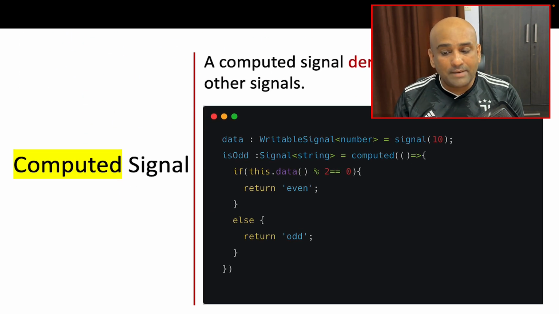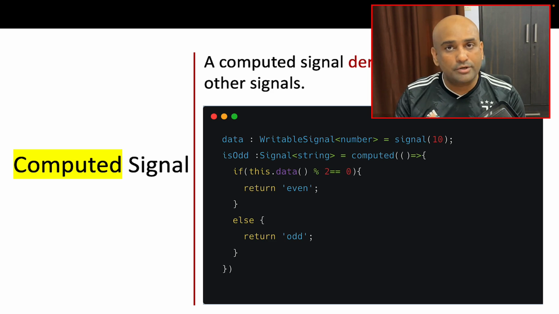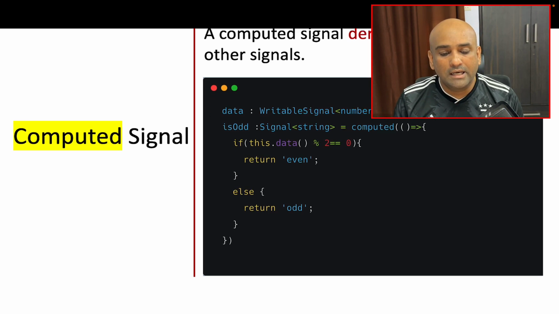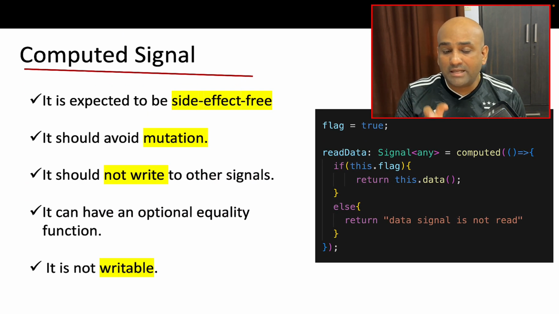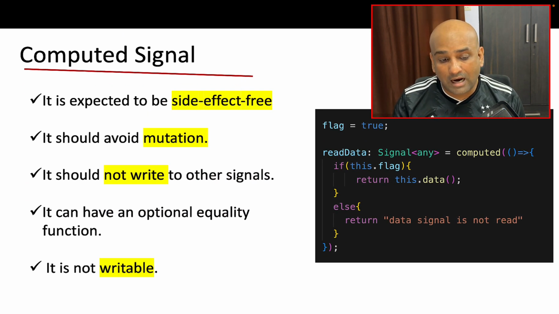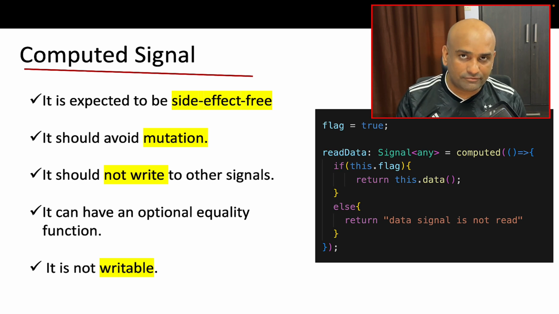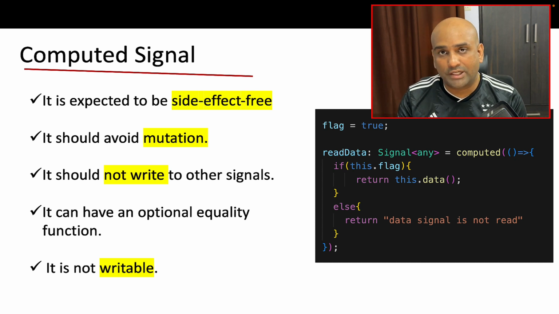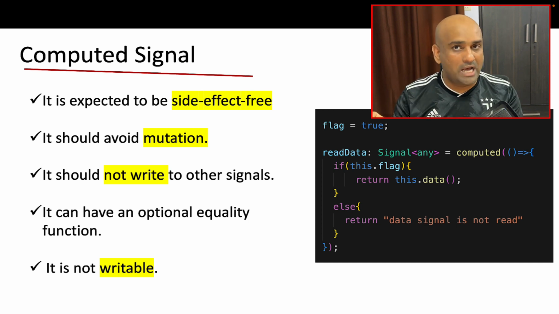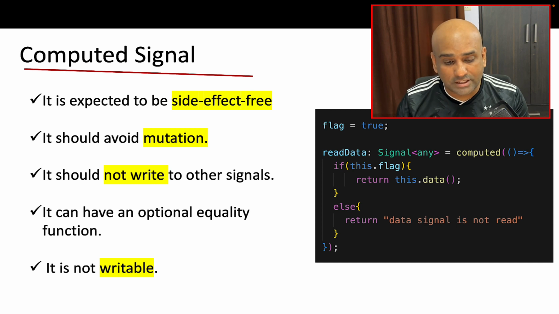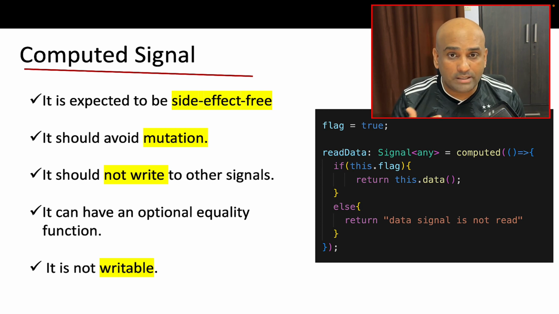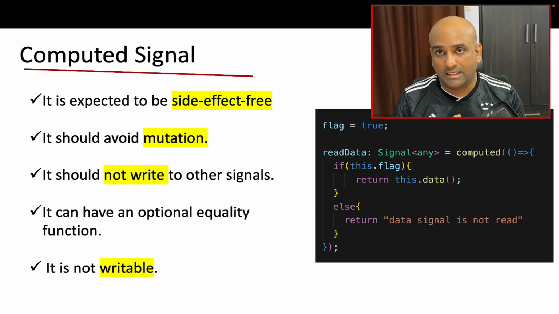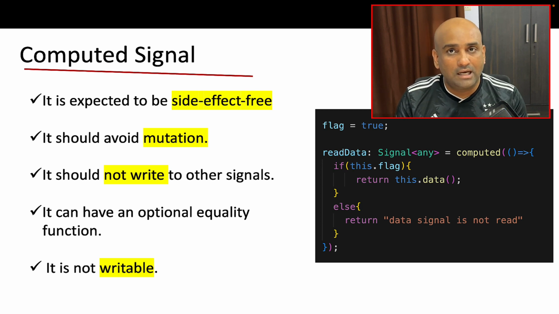So a computed signal derives its values from other signals, and we are going to create a computed signal in a bit. But before we move further, the main characteristic of a computed signal is that it is expected to be side-effect free. To understand that, try to subscribe to a BehaviorSubject and try to read the value of a computed signal, and then you can see the comparison. Probably in some other video I can cover that. A computed signal should avoid mutation. It should not write to other signals. That is very important. If you try to write to another signal inside a computed signal, Angular complains about that.